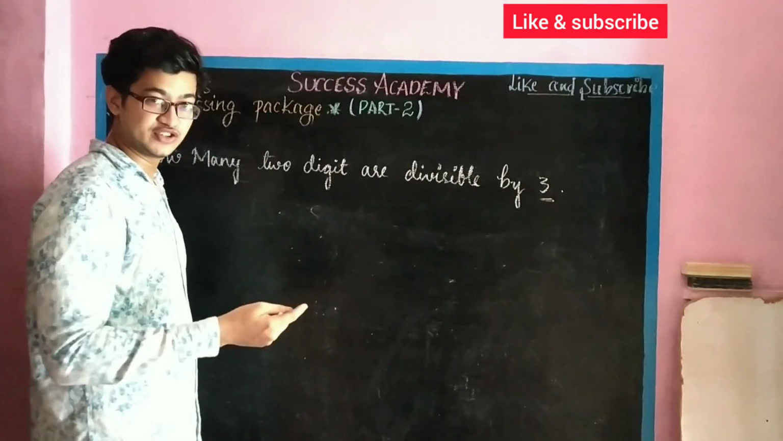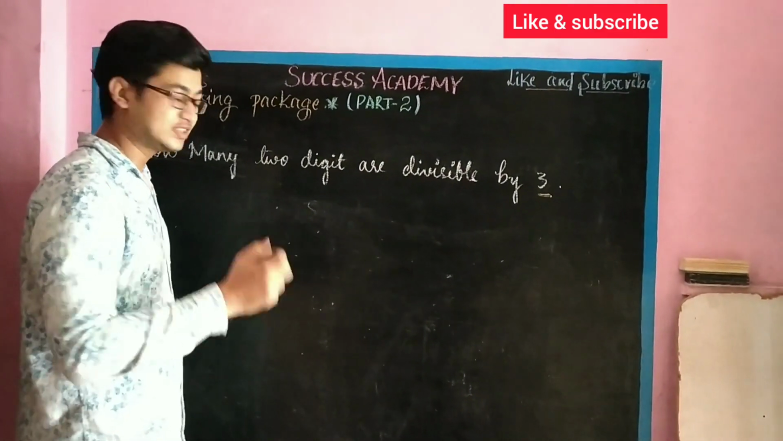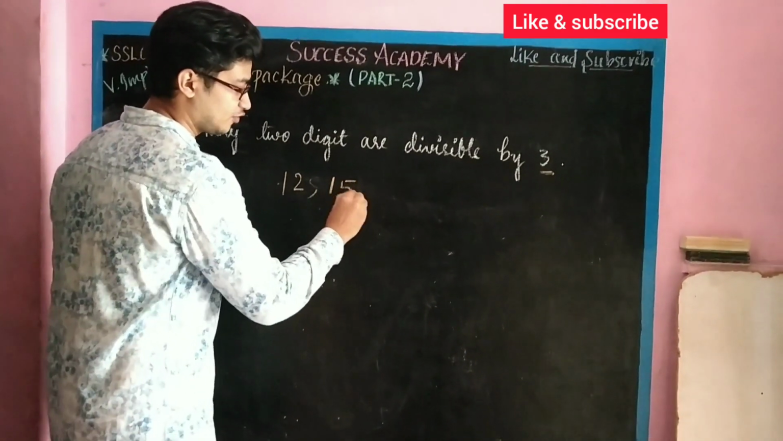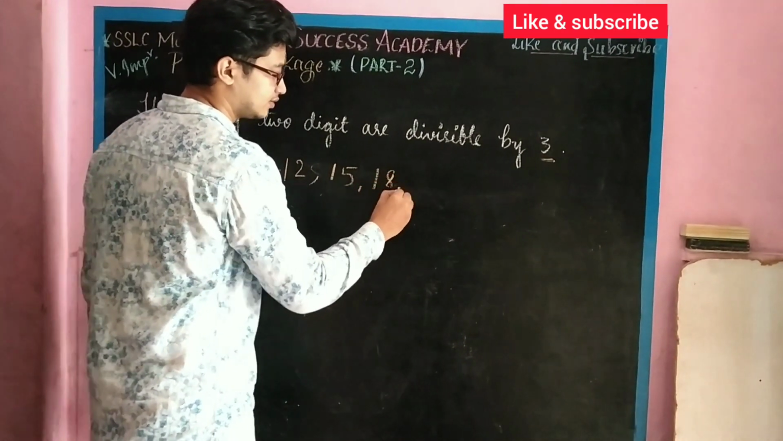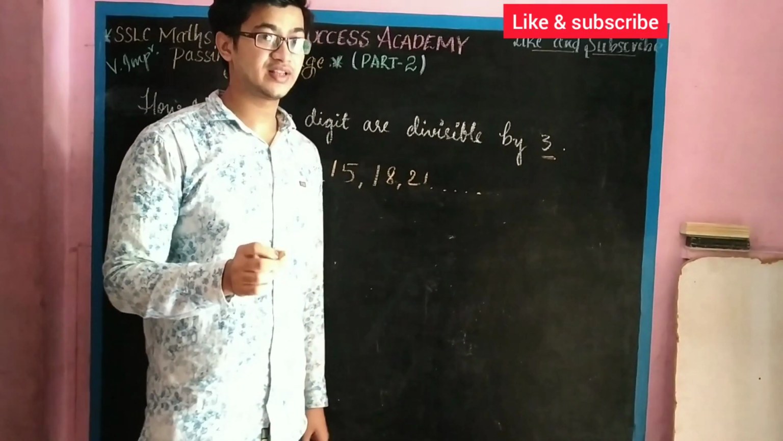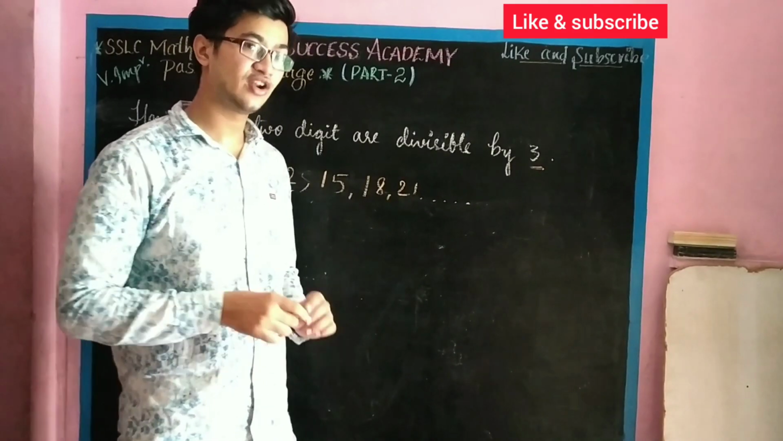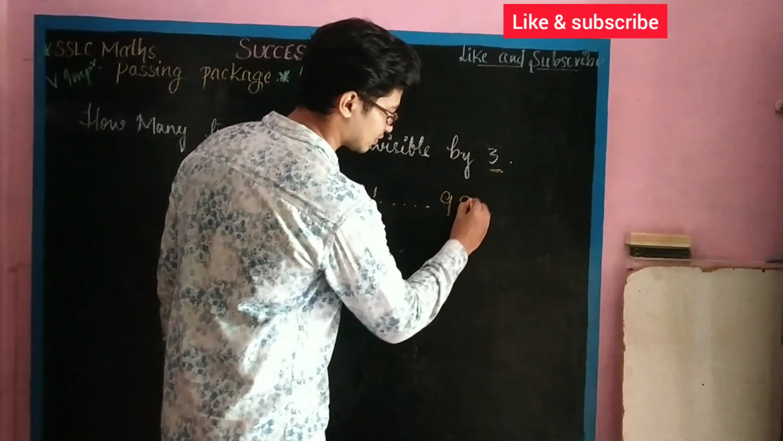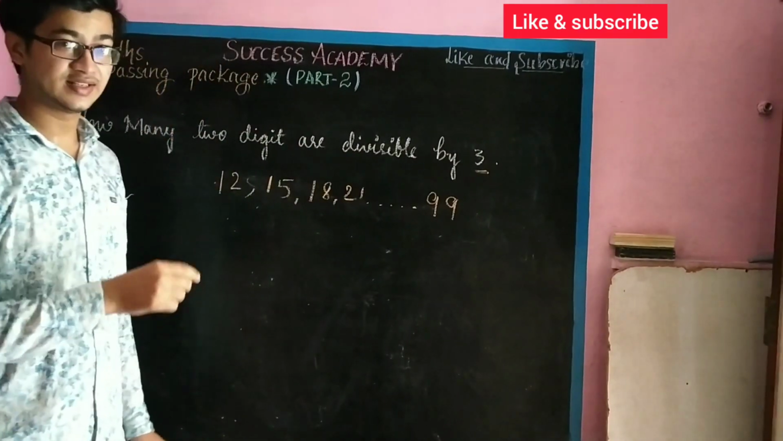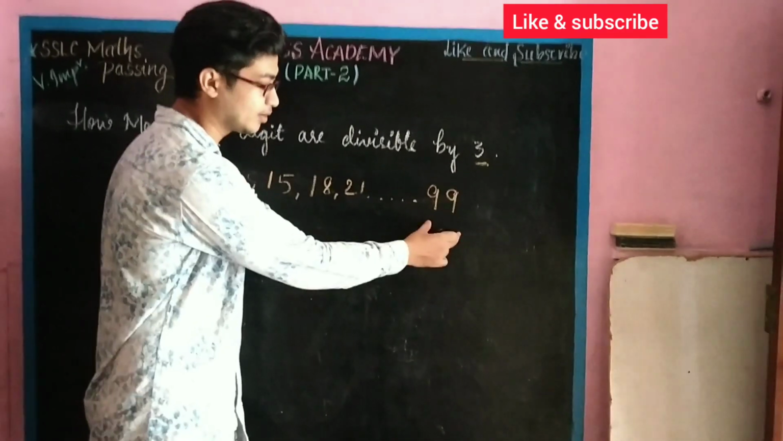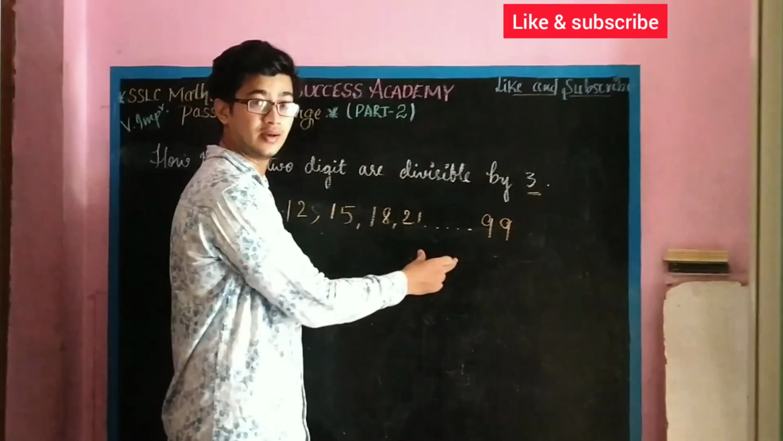10 is not divisible, 11 is not divisible, 12 is divisible. 3 4s are 12, 3 5s are 15, 3 6s are 18, 3 7s are 21, and so on. The last 2-digit number is 99. Is 99 divisible by 3 or not? We have to check. 99 is divisible by 3. 3 33s are 99. Okay friends. If 99 is not divisible, we have to take the previous number, and again the previous number, friends.